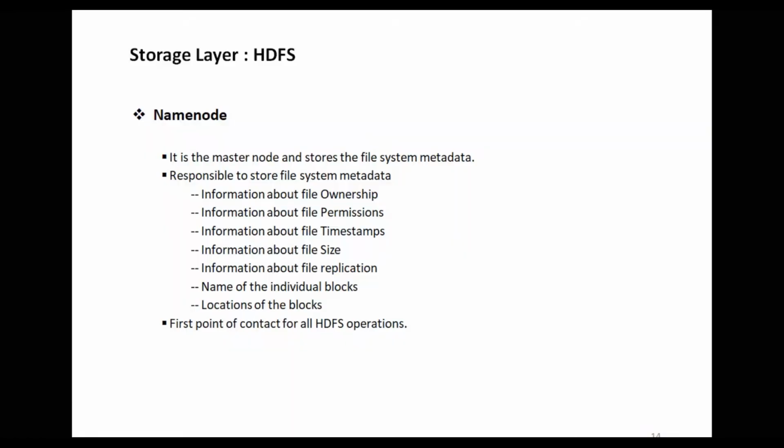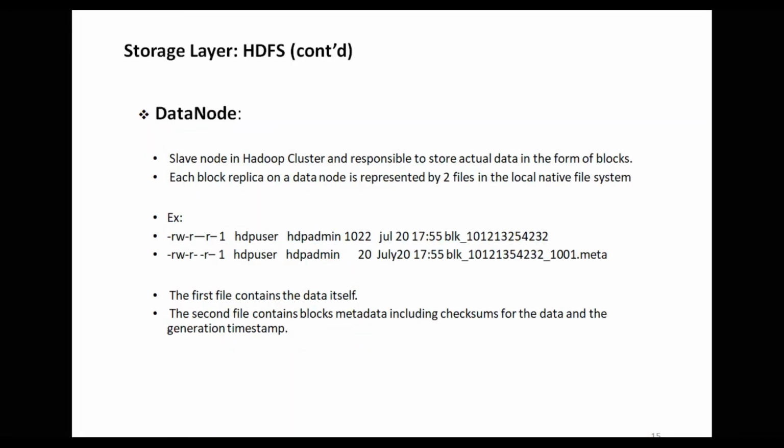That is name node. Okay, so what about next? So data node, the storage layer. The first component is name node and another component is data node. Data node is a slave node in a Hadoop cluster and is responsible for storing the actual data in the form of blocks. Each block replica on a data node is represented by 2 files in the local native file system. For example, you can see the first one here: the HDP user and something, data block blk_10122, some number.